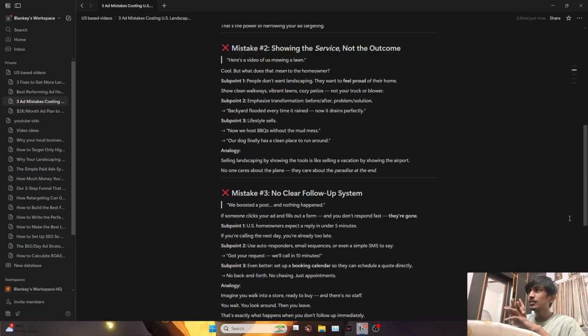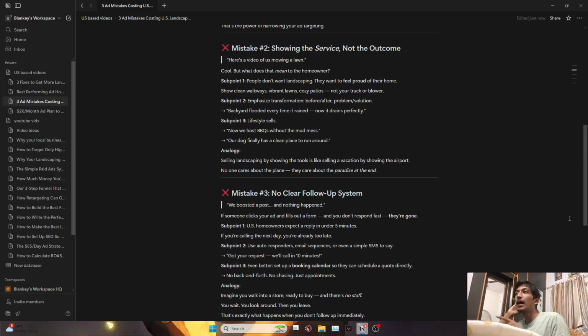For example, "The backyard flooded every time it rained. Now it drains perfectly." This is the caption for the before and after. We're showing the problem, we're giving the solution, we're showing how it was before and how it is after. This is exactly what pushes them to hire you, because they see the actual real results. So sub point three is that lifestyle sells.